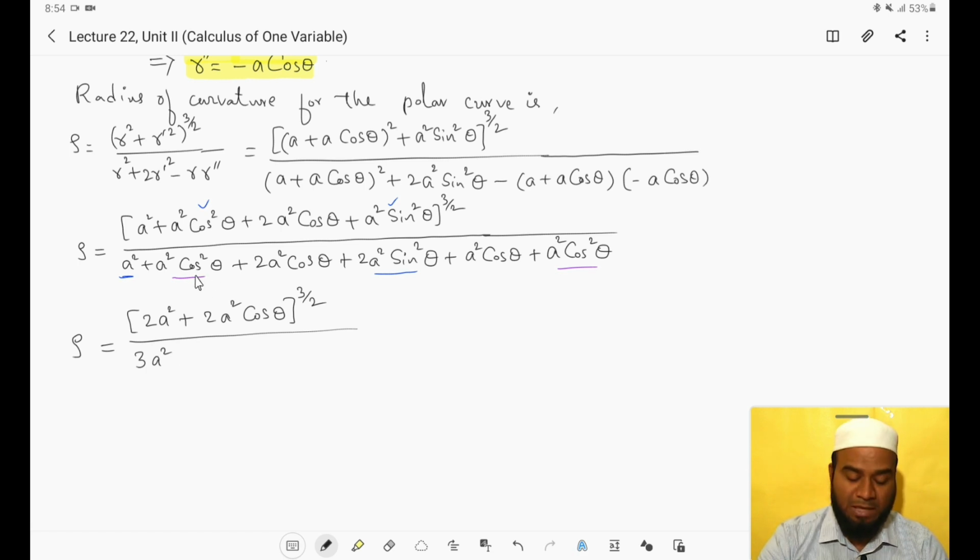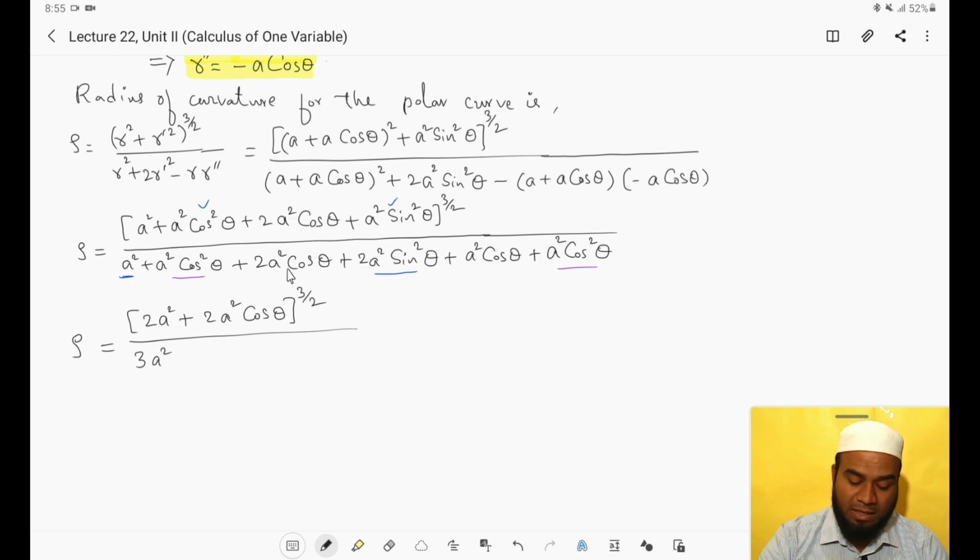Here once again I'll explain. A square cos square theta is there, here also a square cos square theta is there. That will give you 2a square cos square theta, and here already 2a square sin square theta is there. When you take 2a square outside, sin square theta plus cos square theta will become 1. So 2a square and this a square is there, that will make 3a square.